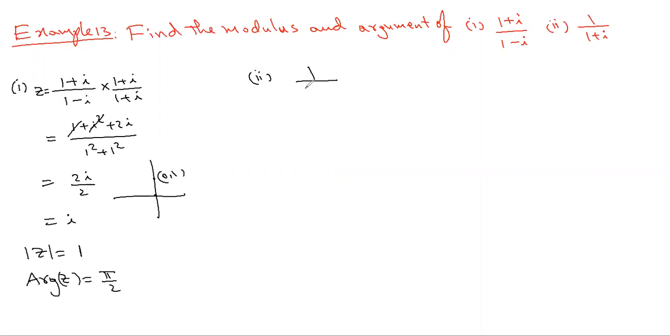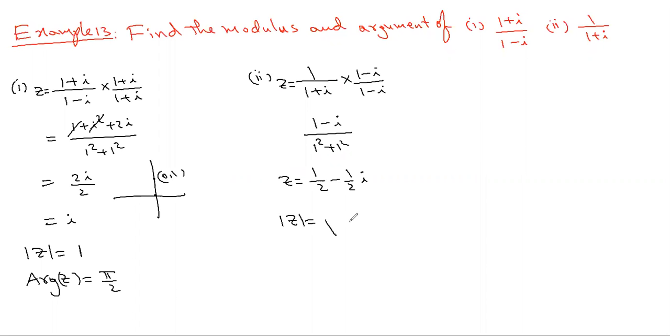Coming to the second part, 1 by 1 plus i. Again, you multiply with the conjugate of the denominator. So you multiply with 1 minus i in the numerator, denominator is 1 square plus 1 square. So this is 1 by 2 minus 1 by 2i. So again, let z equal to this. To convert this into polar form, mod z equals under root 1 by 2 the whole square plus 1 by 2 the whole square. It is equal to root 1 by 4 plus 1 by 4, 2 by 4, 1 by 2, which is 1 by root 2.